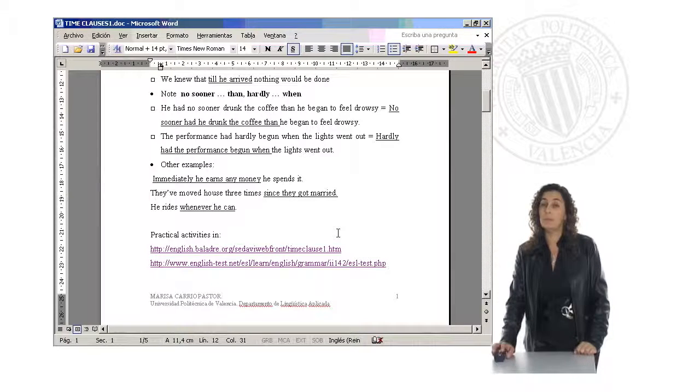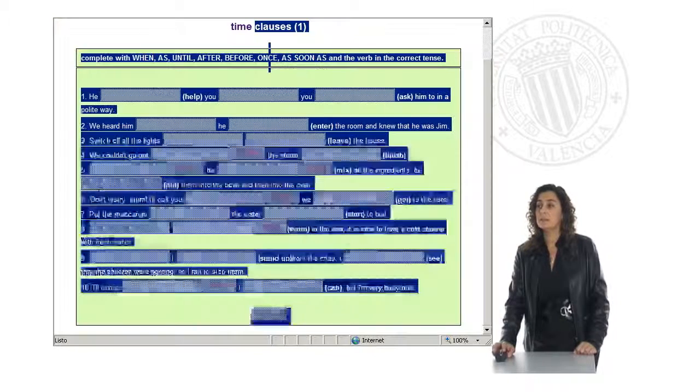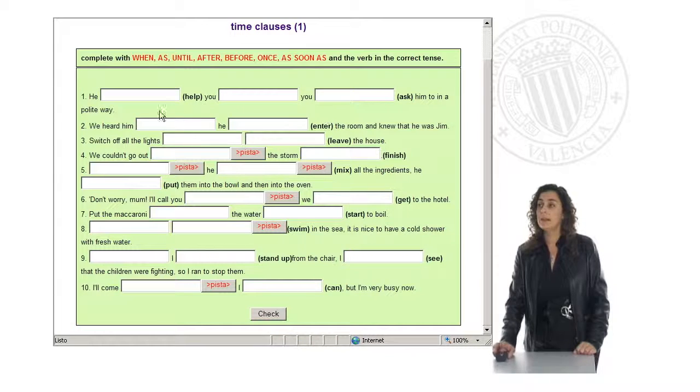But really it's very important that you practice these conjunctions and these time clauses. You can practice them here in this website. As you can see, you can complete the gaps with all these words, and at the end you can check them. It's very important that you repeat the exercise if you fail filling in the gaps, as if you can't choose the right conjunction, it's very difficult to express yourself correctly in English, right?